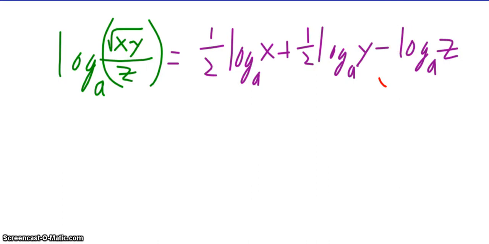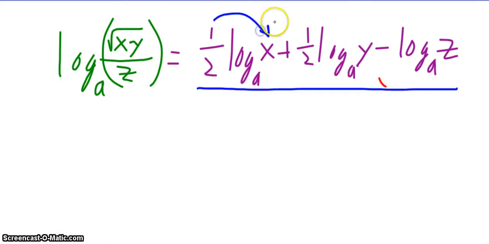Also notice that if we had been given this as our expression initially, and we wanted to condense this into a single log, then we would follow the exact opposite of what we did to expand it. So we could bring the 1/2 up as an exponent, the 1/2 up as an exponent, understand that that's a square root, combine the x and the y using multiplication, and then divide by the z.